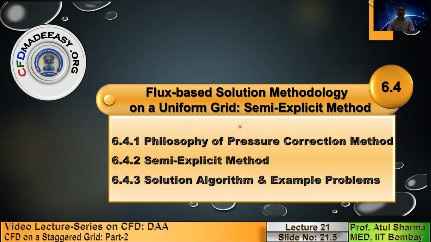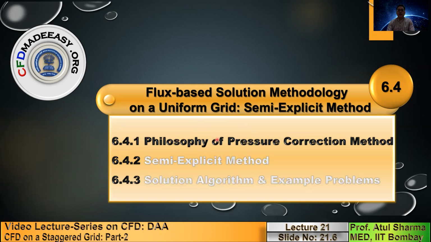So in part one, I mainly presented the physical law-based finite volume method on a staggered grid, after starting with the challenges and presenting the staggered grid. And in part two of the topic on CFD for a staggered grid, I'll be focusing on the solution methodology.